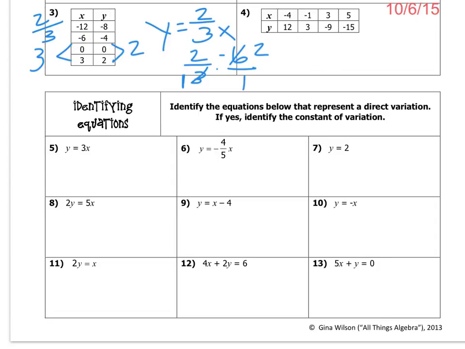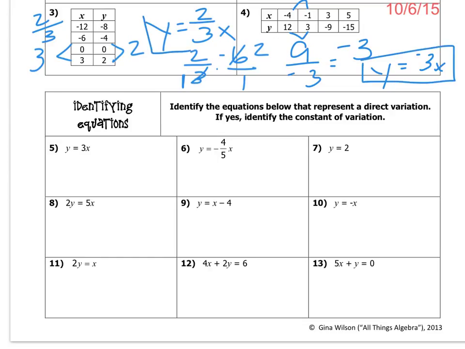All right, let's go to number 4. This one is a horizontal table. So the difference between 12 and 3 is going to be 9. And then the difference between -4 and -1 is going to be -3. So I would do 9 divided by -3, which gives us -3. So if my k equals -3, then my equation would be y equals -3x.